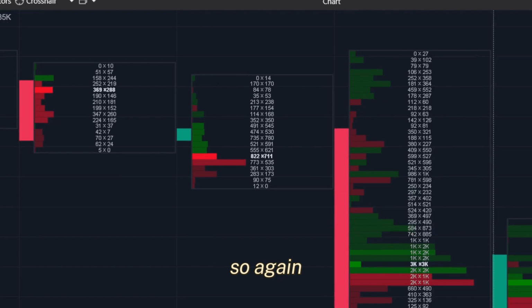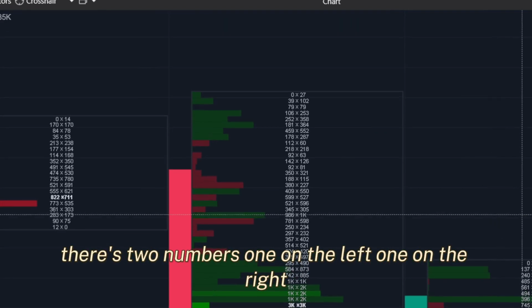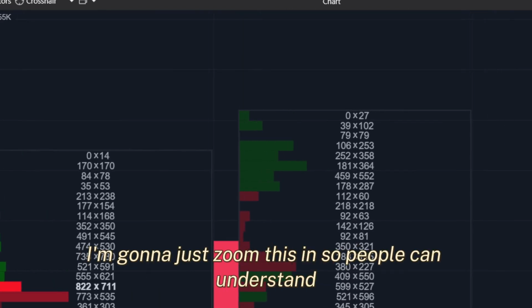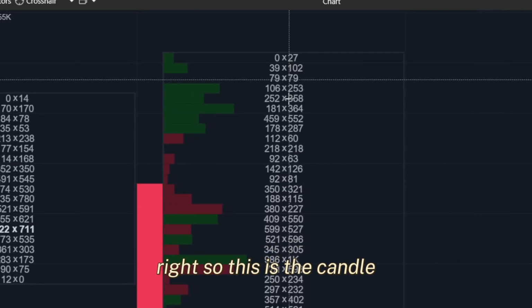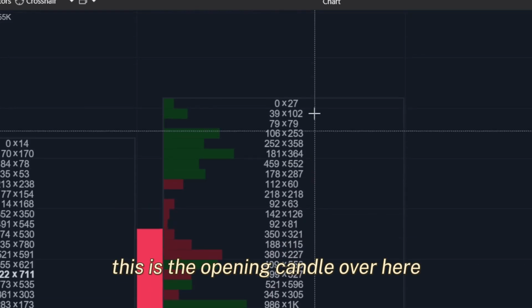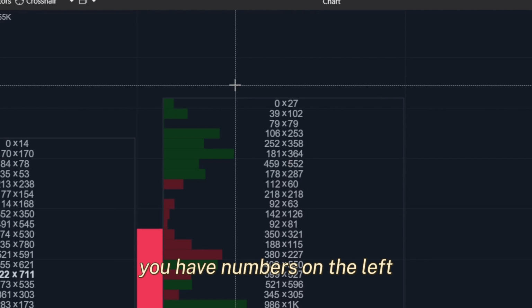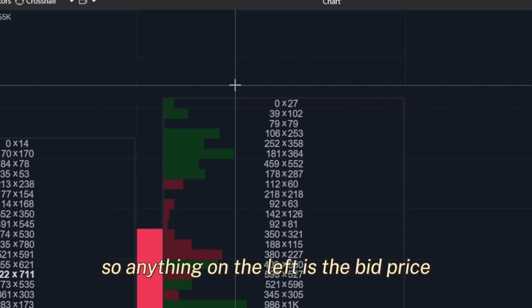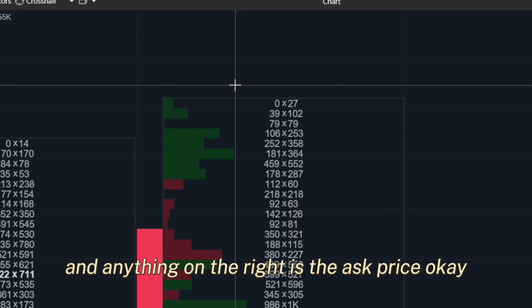So again, there's two numbers, one on the left, one on the right. I'm going to just zoom this in so people can understand. This is the candle, the opening candle over here. You have numbers on the left and numbers on the right. Anything on the left is the bid price and anything on the right is the ask price.